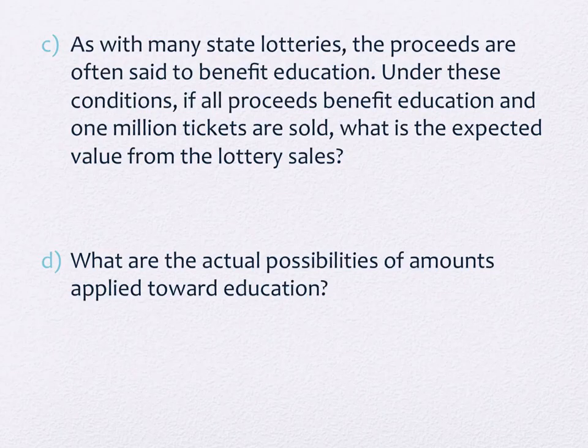What really happens is that there's 2 outcomes. You lose the $5 or you win the 14 million. Those are the only 2 real outcomes that happen. So many state lotteries are actually, and they like to promote this way, said to benefit education. Have you heard that before?